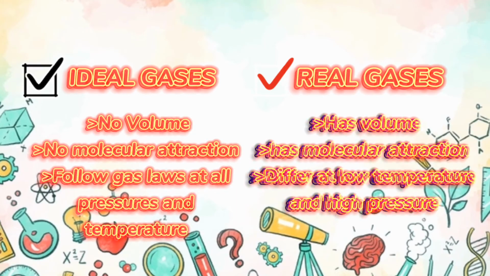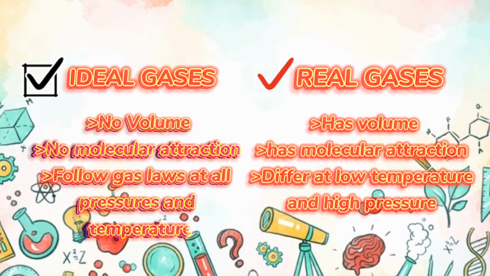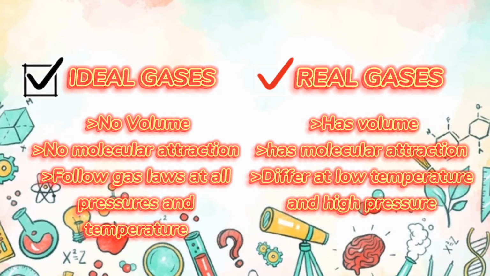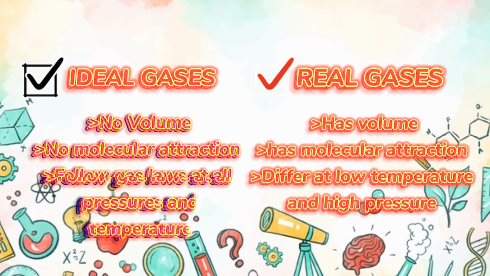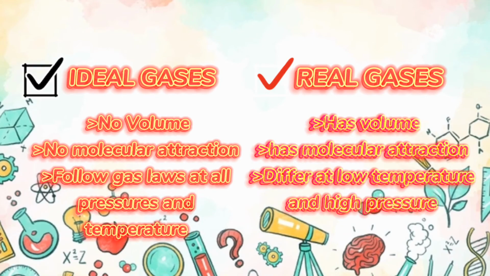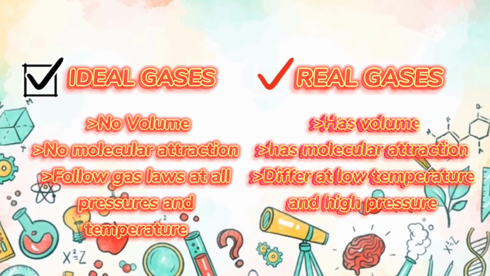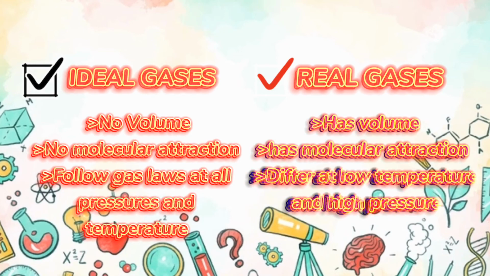Ideal gases follow the gas laws at all pressures and temperatures, and real gases will differ at low temperatures and high pressures. So basically, there is no such thing as an ideal gas, but real gases behave like ideal gases in many conditions. This is why we can still use PV equals nRT.